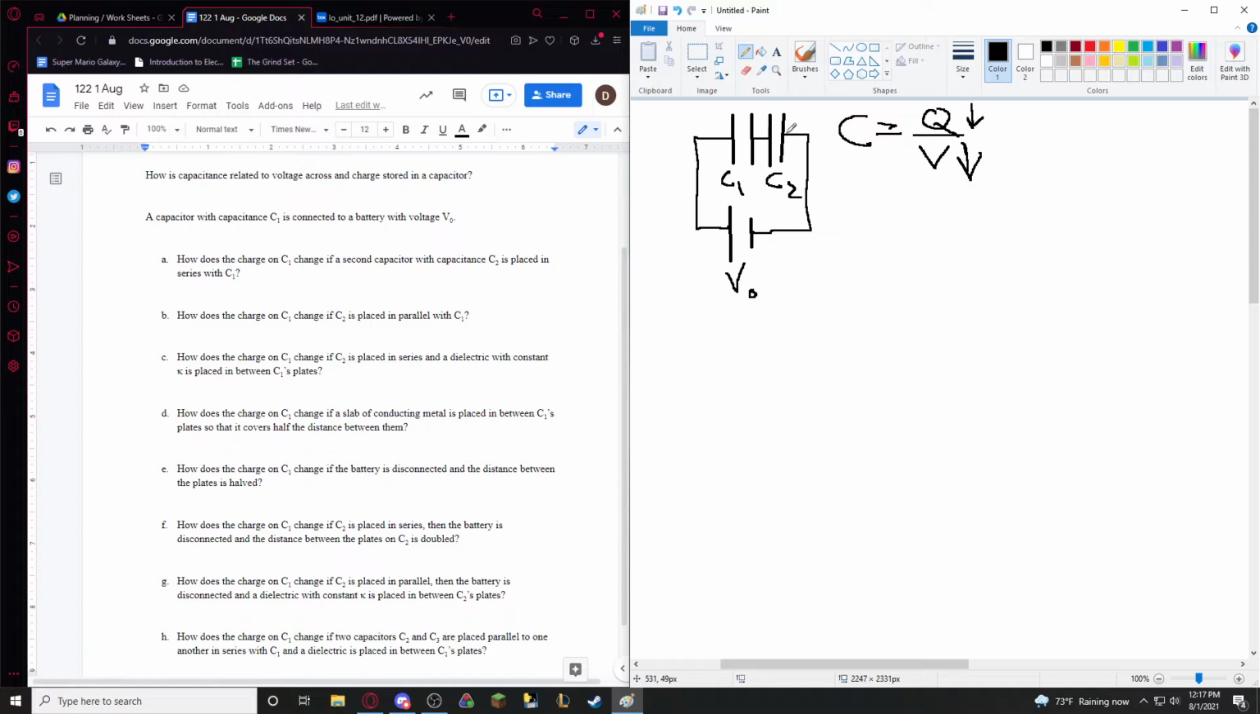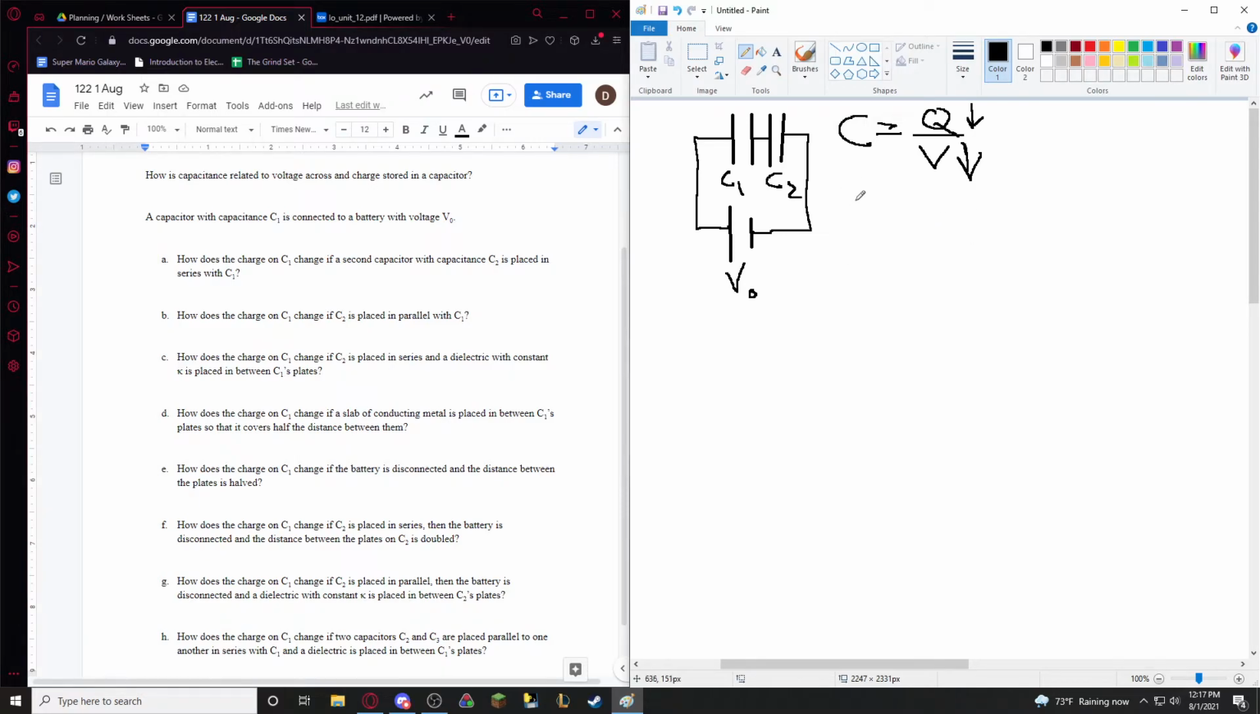I need to grab my formula sheet one more time because I need to see that. So do we do 1 over C is equal to 1 over C1 plus 1 over C2, and then we just multiply that value by the voltage?